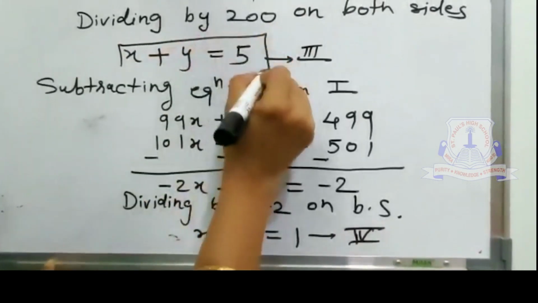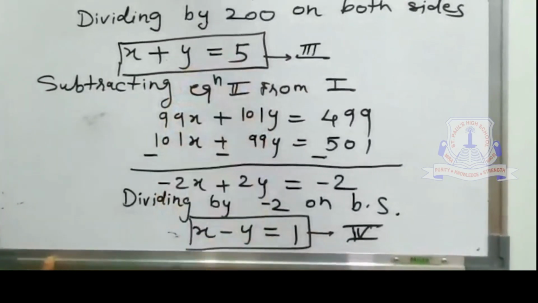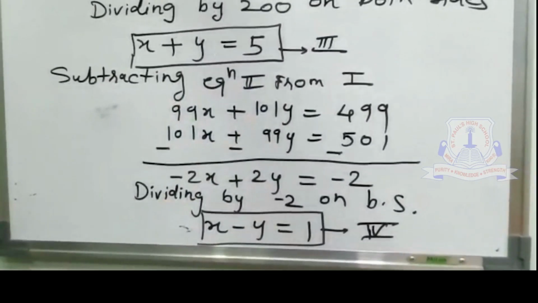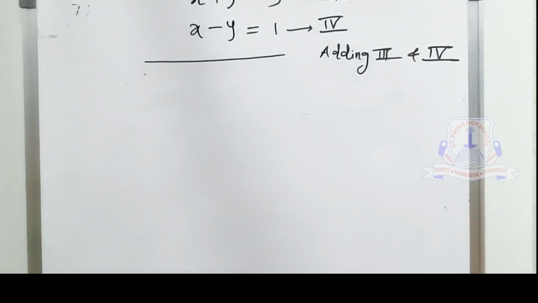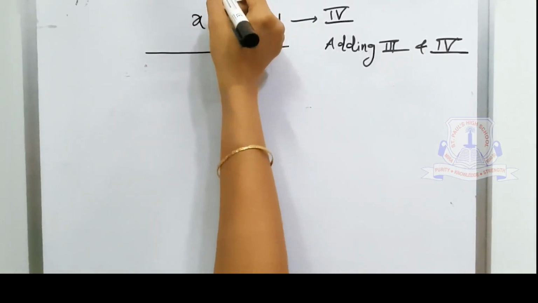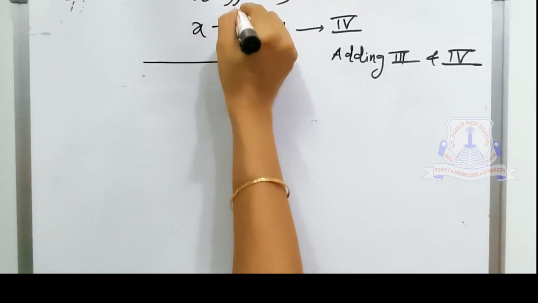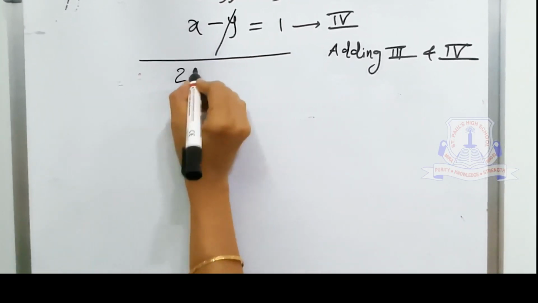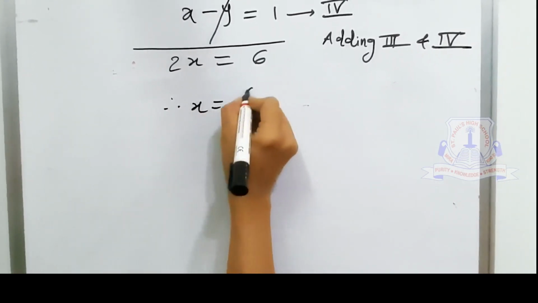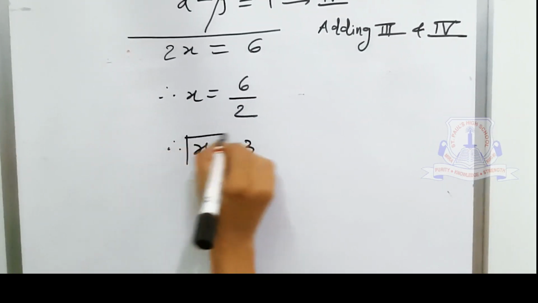And we have x plus y equal to 5. These two equations 3 and 4 we can solve simply by adding. So equation 3 and 4 we are adding. The reason is the sign of y is already opposite. That is why it is easy to eliminate. We will get 2x equal to 6. Therefore x equal to 6 upon 2. Therefore x equal to 3.